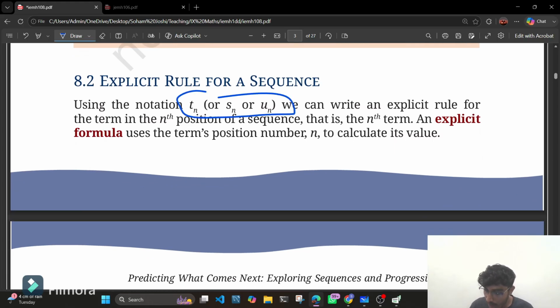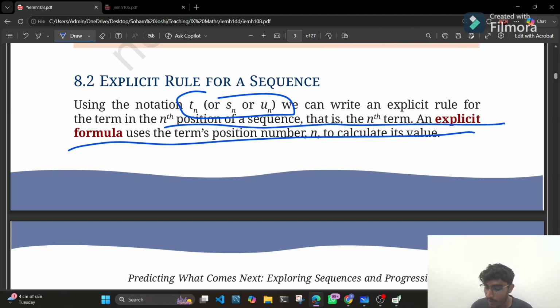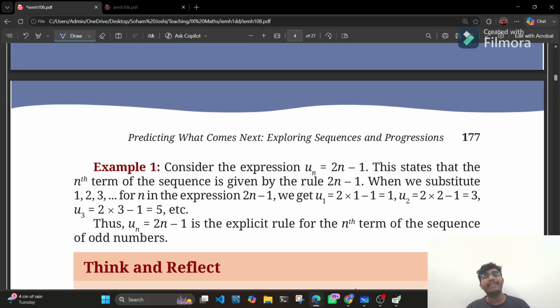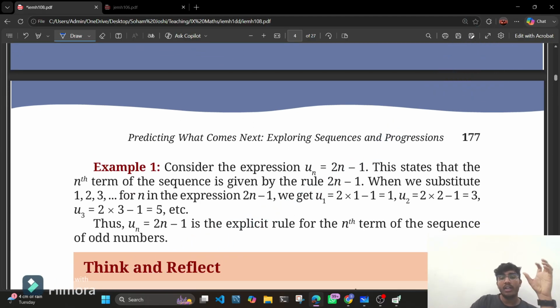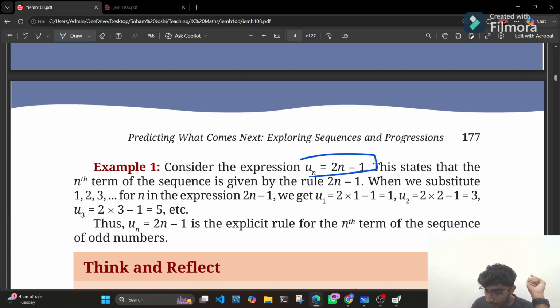Tn or Sn or Un, we can write an explicit rule for the term in the nth position of a sequence, that is the nth term. An explicit term formula uses the term's position number n to calculate its value. So basically, we write the sequence in terms of n so that if we start putting the values of n in it consecutively, we get a sequence. Okay. So if I say I have a sequence un is equal to 2n minus 1.